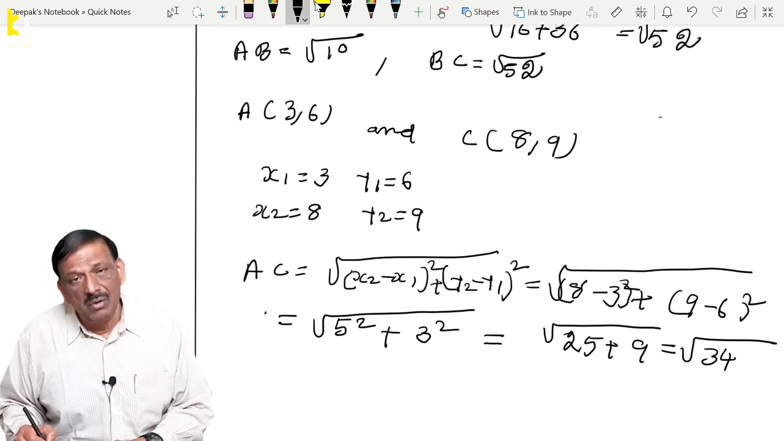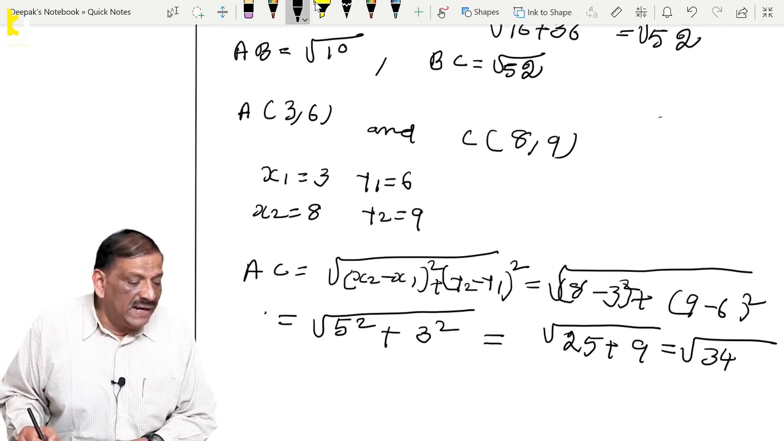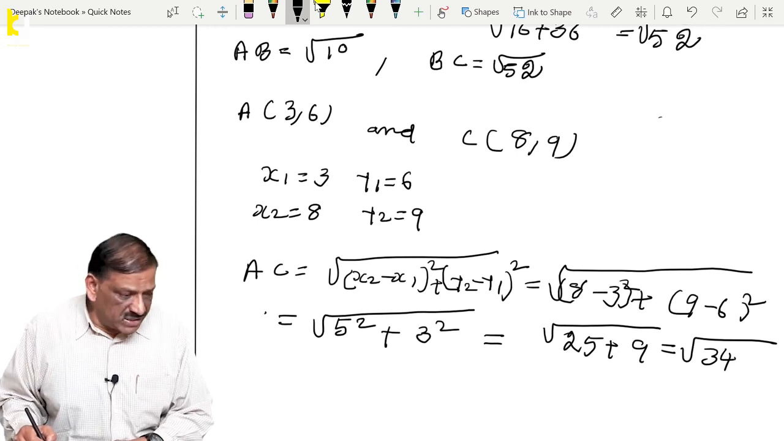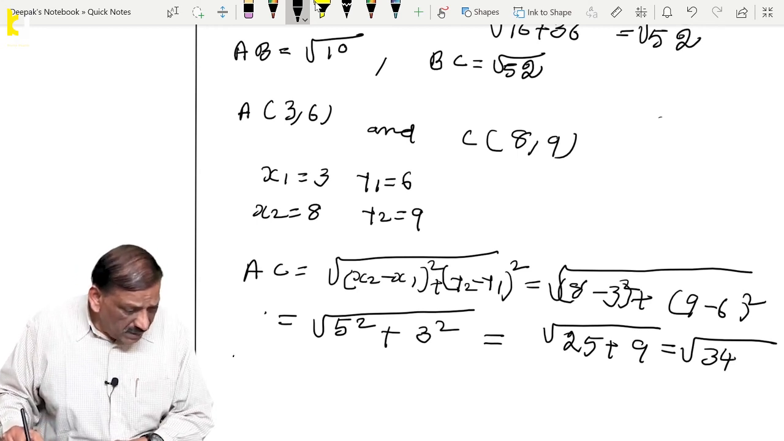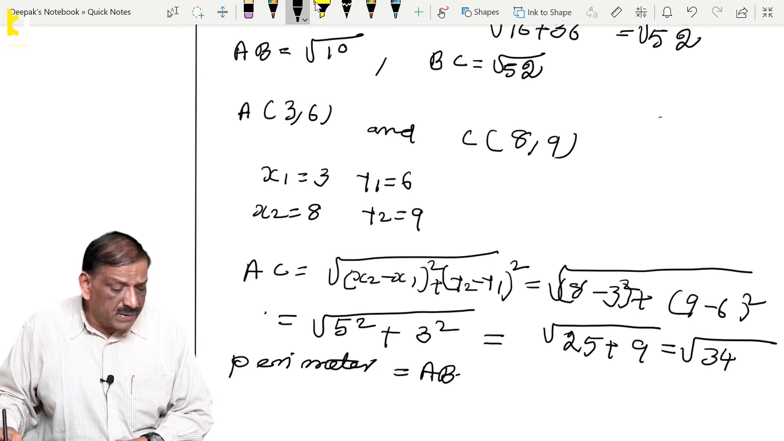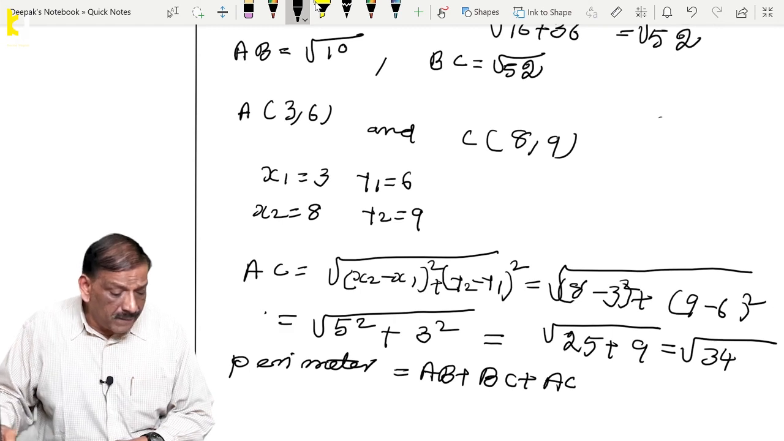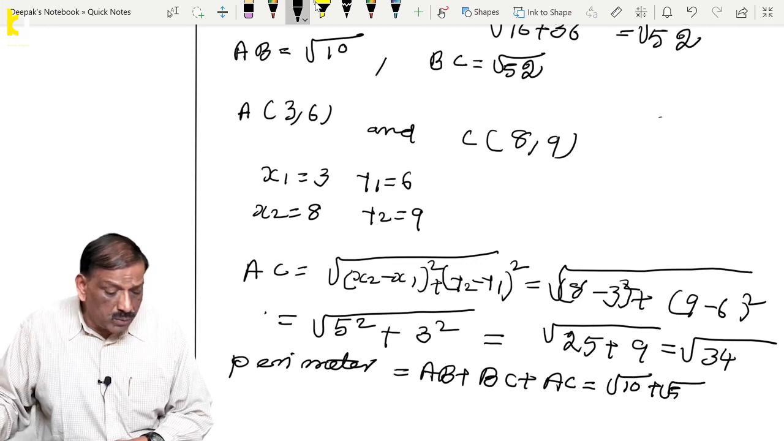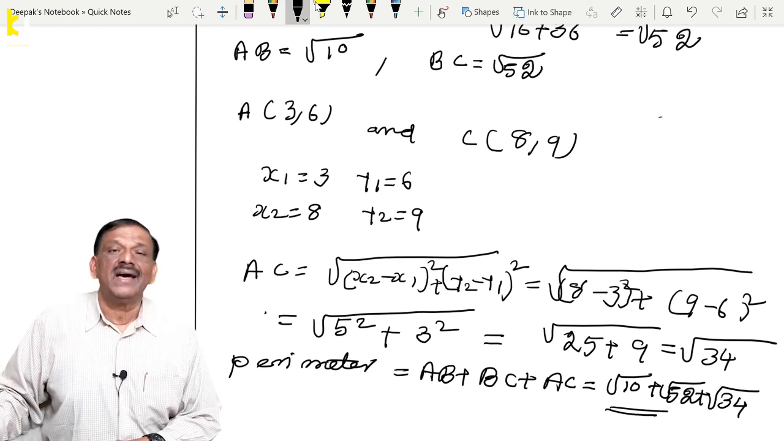So, we can find out the perimeter of the triangle by adding all these three sides. Therefore, perimeter equals AB plus BC plus AC, equal to root 10 plus root 52 plus root 34. Hence the answer. Clear?